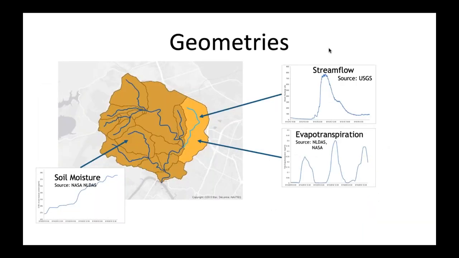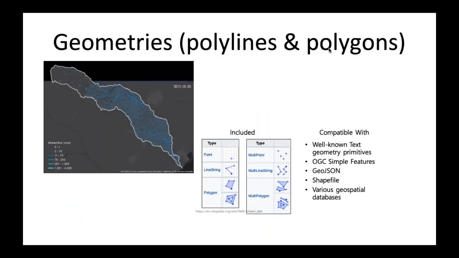This is the geometry. This is an image of a drainage basin, and there are some river segments, and I don't remember all the right terms, so I'm going to get it wrong, but river segments and then the basins around those. And that's a little more about that, different types and what it's compatible with.